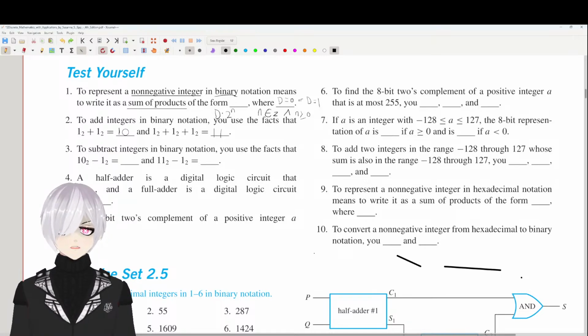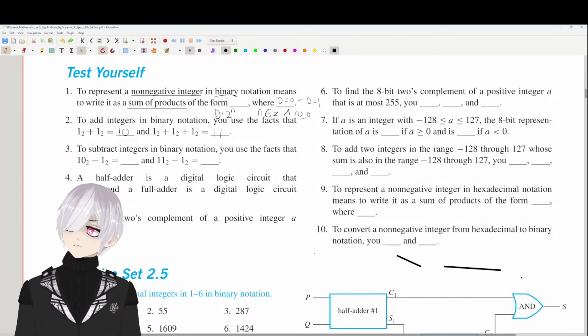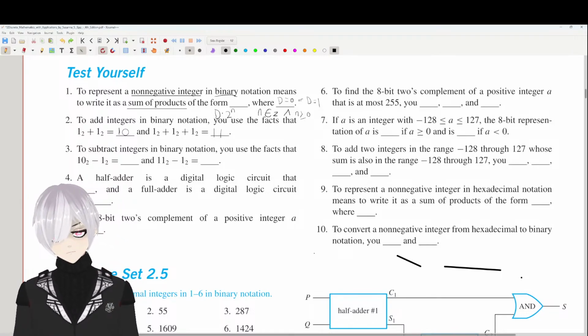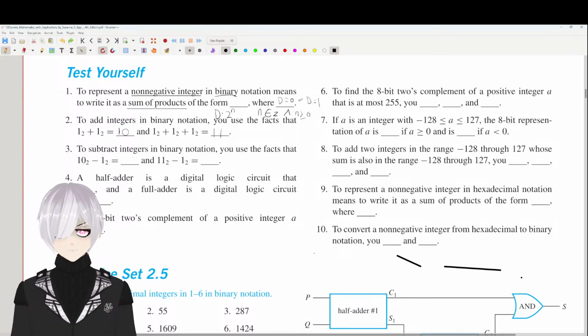To subtract integers in binary notation, use the fact that 10 in binary minus 1 in binary would be, well, oh, wait a second. That's not 10. So that would be one zero. So I guess that's going to be one.